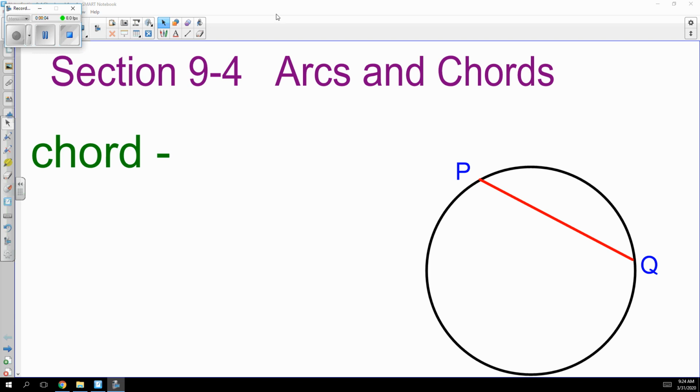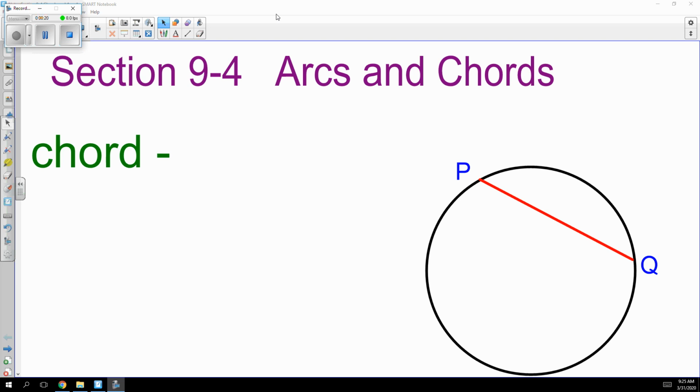Okay, today we're going to talk about section 9.4, and on Math Excel it'll say which section corresponds to it. It is posted on the homework assignment.